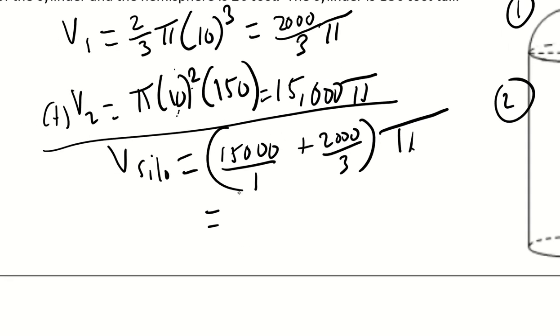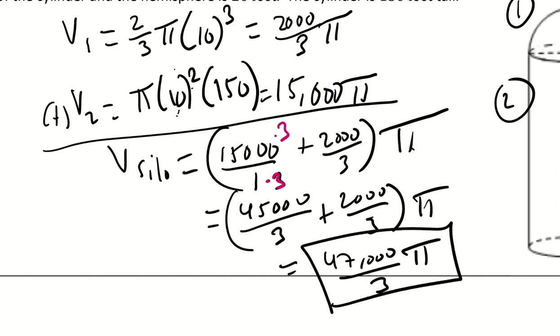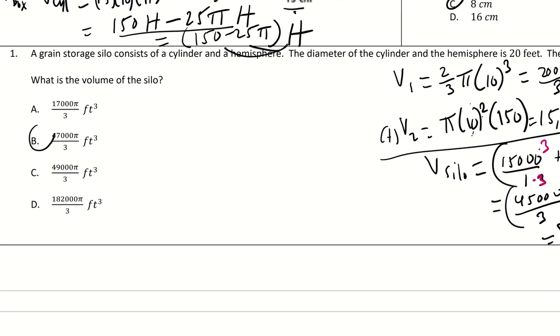So in this case, the least common denominator is 3. So we're going to multiply this by 3. Whatever we do on the bottom, we have to do on the top. So 3 times that is 45,000. 1 times 3 is 3. Now we can go ahead and add these two fractions together. 45,000 plus 2,000 is 47,000 over 3 times pi. All right, 47,000 pi over 3. All right, so let's look at the next page here.